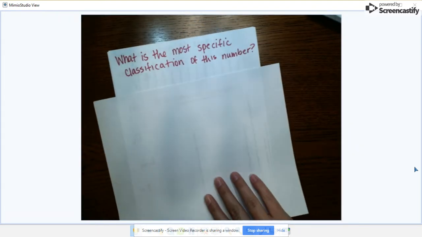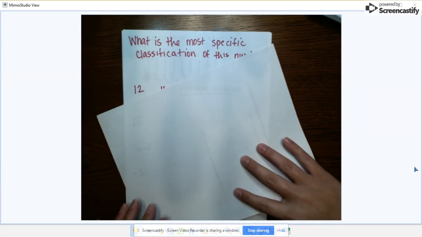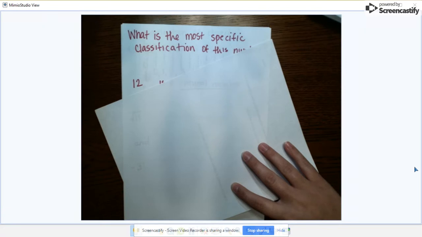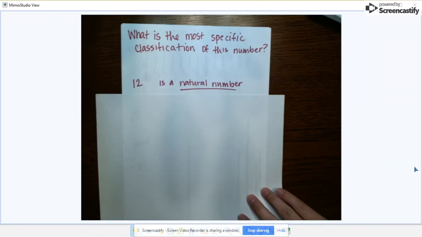So I guess we'll do one together. What's the most specific classification of a particular number? If you look at the number 12, and then look back to that table or our definitions, we know that the smallest or most specific classification for 12 would be that it's a natural number.